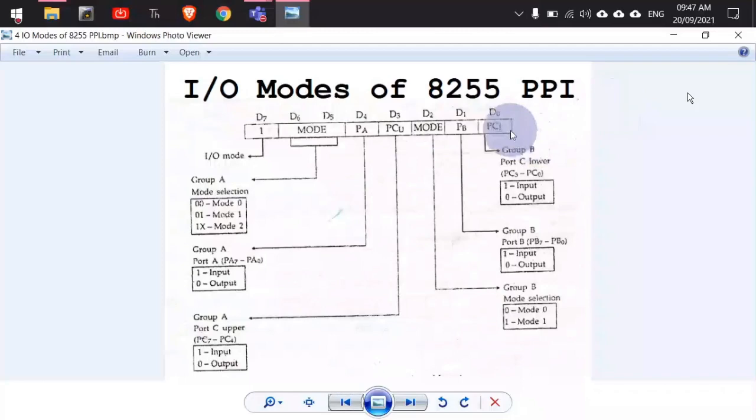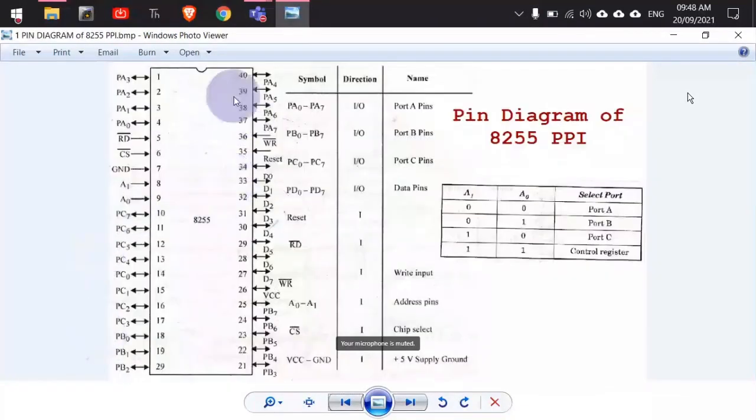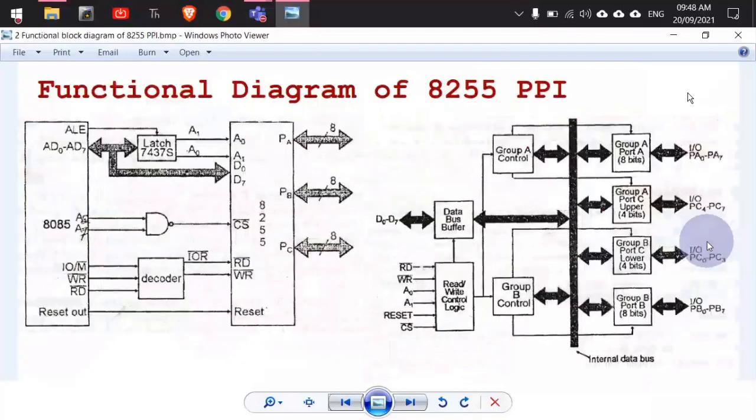So the thing is, we have discussed in the beginning that there are 2 kinds of things. One, you can refer to these ports as ports, or you can refer to them as groups, right? So if you call them as groups, then group A will mean port A and the upper portion of port C. And if you talk about group B, then it will mean port B and the lower 4 bits of port C. Is it or is it not? Yes, sir. Right.